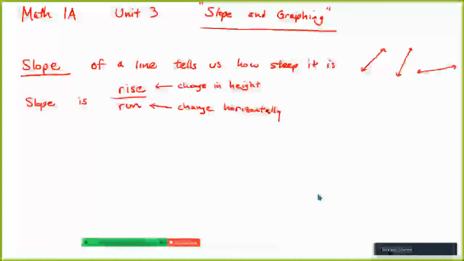The first question is we're talking about slope, slope of lines. The basic premise of slope is it's a number that's telling us how steep the line is. Maybe it's really steep, maybe it's kind of flatter, like a smooth hill. And how we measure it is the rise over run, change in height over change horizontally.